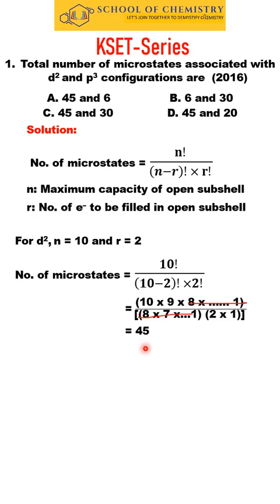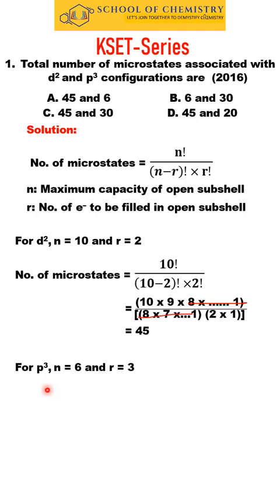If you look at this portion of the answer and look at the options, in 3 of the options, A, C as well as D, they have given the microstates for d2 as 45 itself. So just by working out d2 microstates, it's not possible to answer this question correctly. We may have to even work out the number of microstates for the configuration p3.